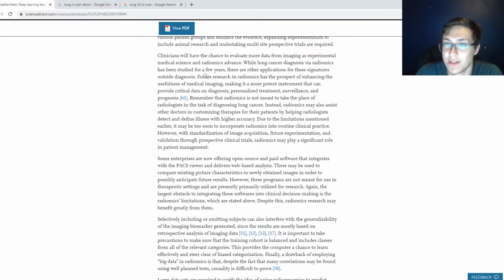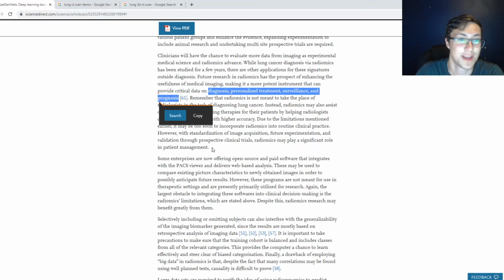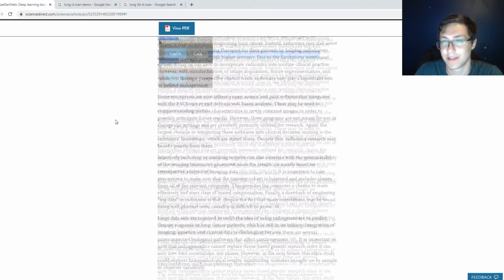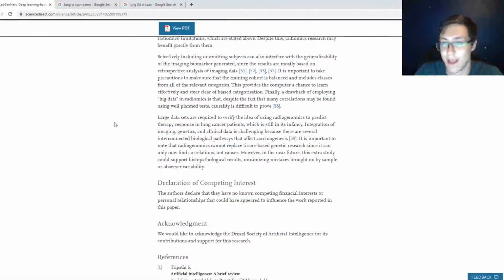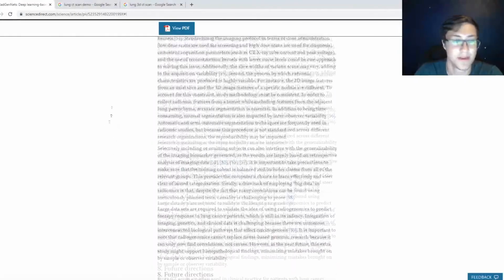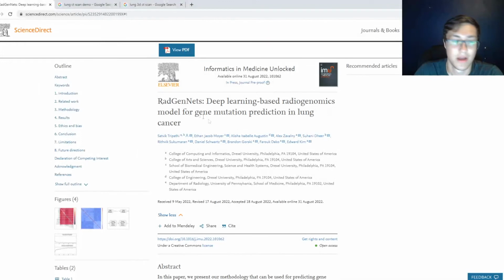for diagnosis, using medical imaging, it can be a tool that provides data on diagnosis, personalized treatment, surveillance, and prognosis. So this is going to help radiologists and other doctors help someone throughout the lung cancer process and try to mitigate it. And that's really the whole point of this paper, a definite medical focus with deep learning right here.